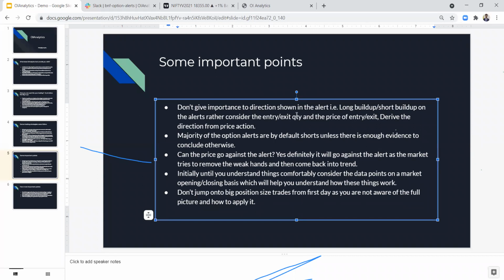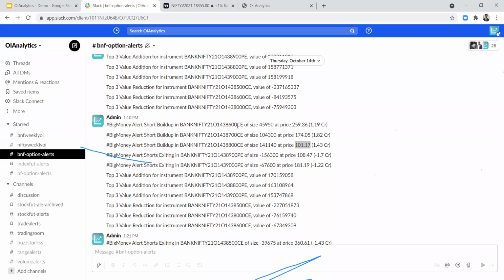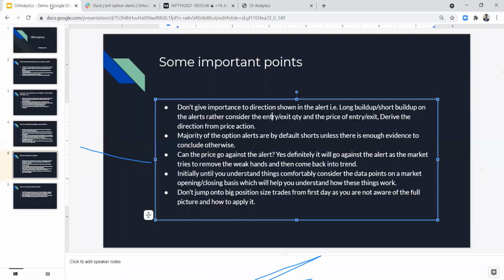That is, how much quantity the alert is showing and what is the price of the entry or exit. These two things matter. And after that, what matters is whether the position is getting success or failure, right? Long build up, shorts exiting, longs exiting is just the interpretation thrown out by the tool based on the price action, but that might not have an actual influence on the market. So that is a very important point to take note of. The only thing you need to focus on is which side the position is winning on, right?